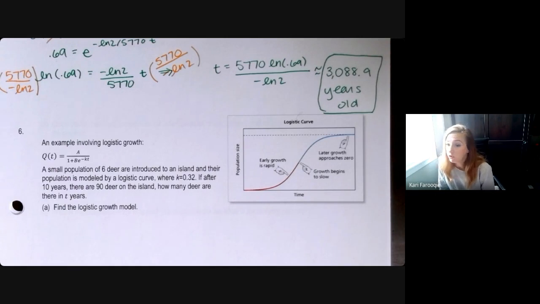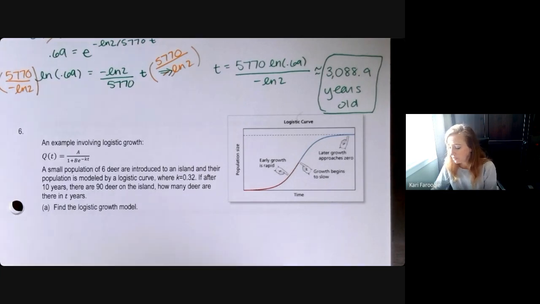All right, let's read the question. A small population of 6 deer are introduced to an island. Their population is modeled by a logistic curve, where k equals 0.32. After 10 years, there are 90 deer on the island. How many deer are there in t years? So the first thing we're being asked to do is just find the model that correlates to this data.